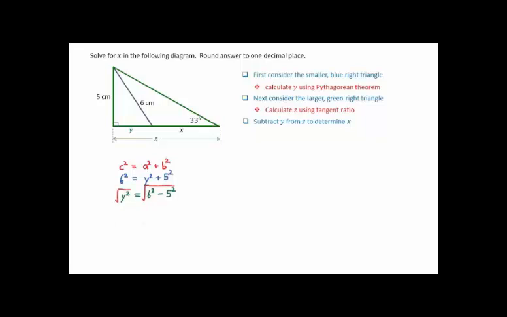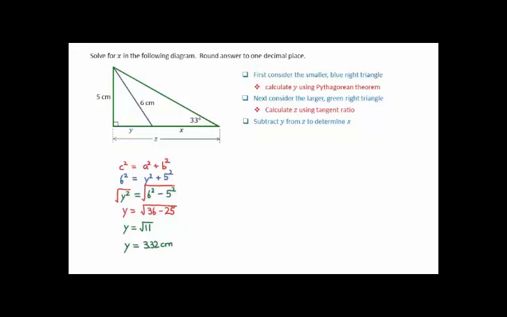Taking the square root of both sides, we end up with y equals the square root of 36 minus 25, which is the square root of 11, which is approximately 3.32 centimeters.